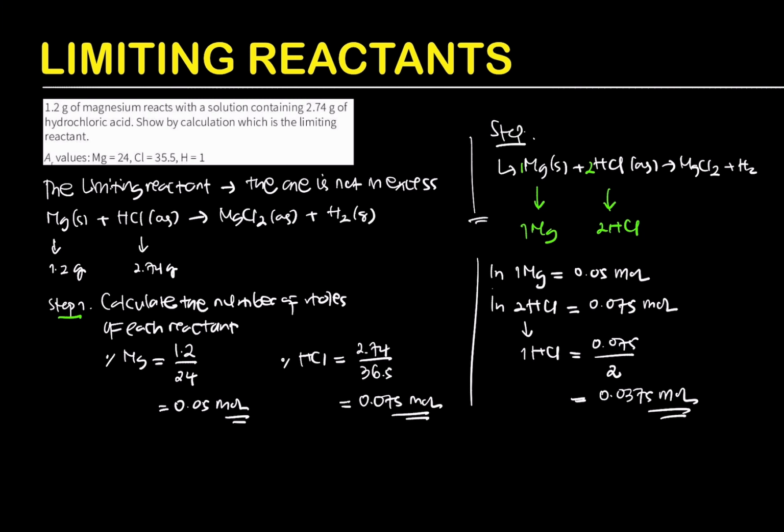Now let's see which one is more. In one ratio of Mg, it is 0.05 mole. In one ratio of HCl, it is 0.0375. So we can find, step 3, that Mg is in excess. So we can subtract 0.05 minus 0.0375, which is 0.0125 mole.